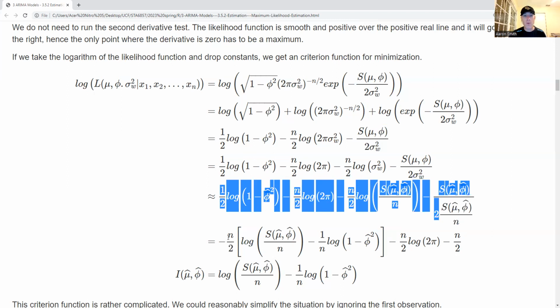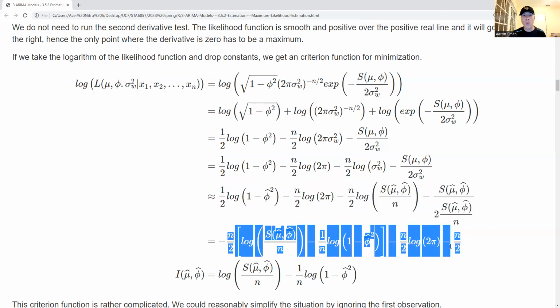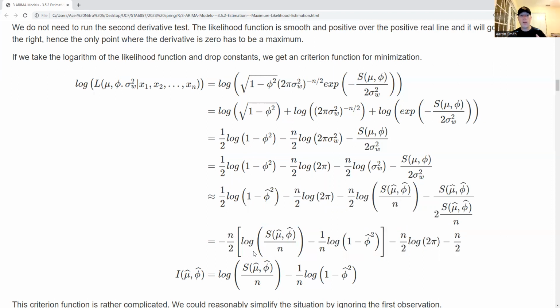So I've cleaned this up very nicely. And I rewrote this in a particular manner just so that it's easier to see what the next step is. All right, so I just rearranged terms. I haven't changed anything. I just did a little bit of college algebra.